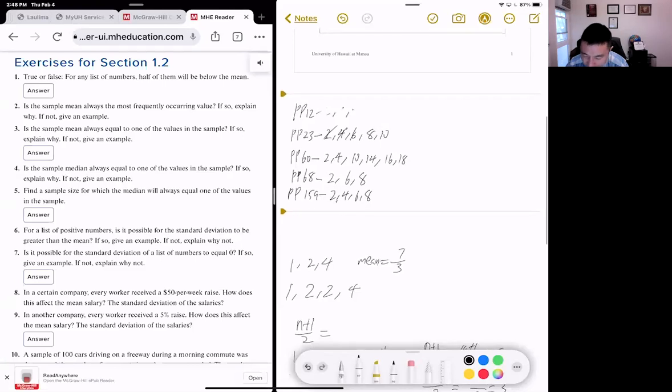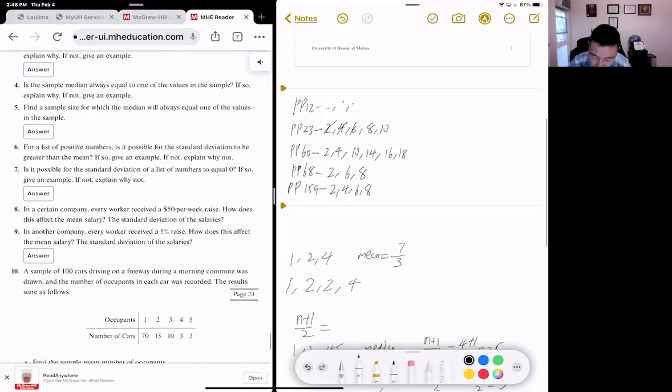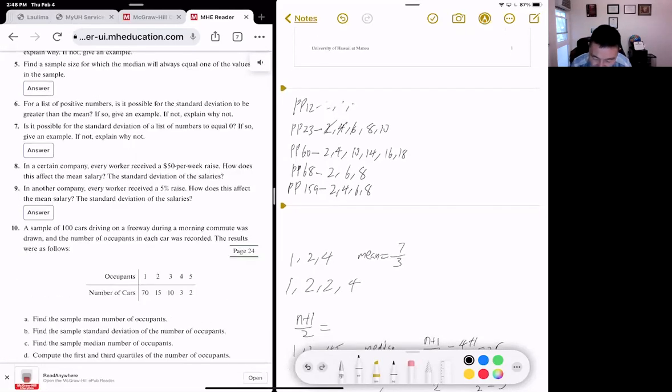Then question number 8 here. In a certain company, every worker receives a $50 per week raise. How does this affect the mean salary? How about the standard deviation of salary? Without knowing the individual income before the raise, just think about what the mean value is.